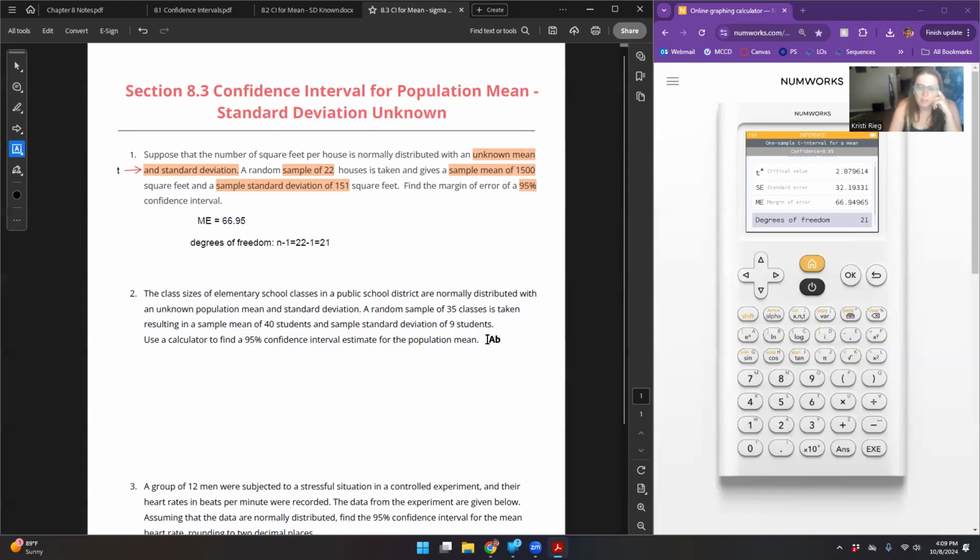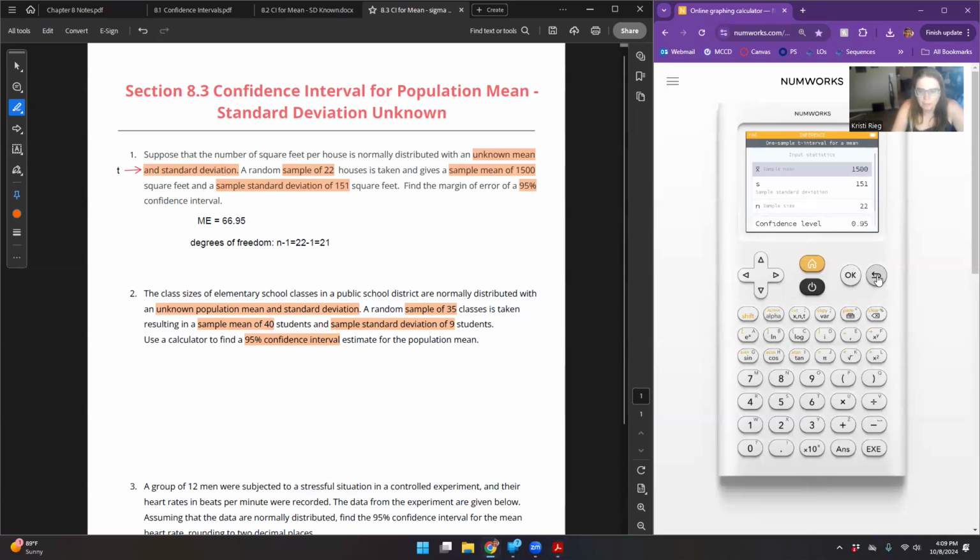Okay, so now we're going to do an example. We're going to find the confidence interval, and we're going to go ahead and interpret it as well. It says, class sizes at an elementary school in a public school district are normally distributed with an unknown mean and standard deviation per population. You don't need to highlight that every time. I'm just emphasizing that's how we know that we're using t. A random sample of 35 classes is taken, and the sample mean is 40 students, and the sample standard deviation is 9 students. Use the calculator to find the 95% confidence interval. So I'm going to go back.